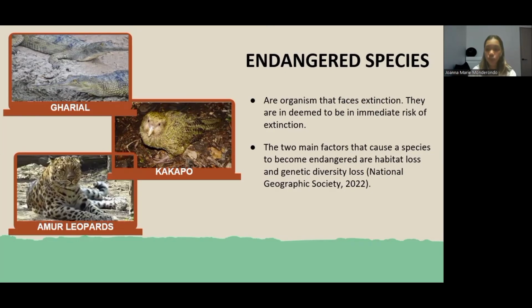So there are two reasons why a certain species, animal or human, become endangered. It's because of habitat loss. Remember the theory of the dinosaurs, that they went extinct because of their habitat loss, because something happened in nature to their habitat. That is why they became endangered. And as well as genetic diversity loss, so the genetics or variation of that specific species is gone. That's why they become endangered. Examples of endangered species are those in the picture: the gharial, the kakapo, and the amur leopards.